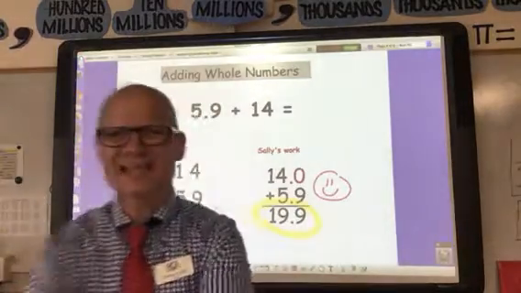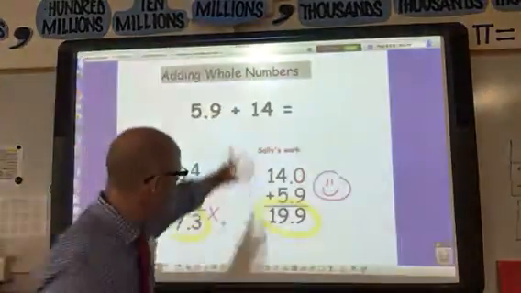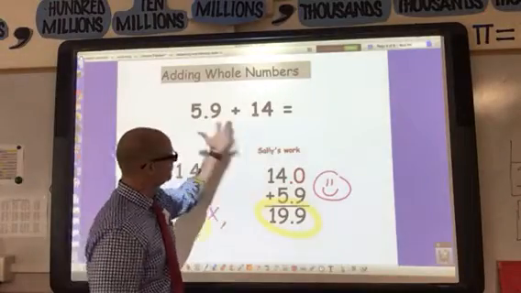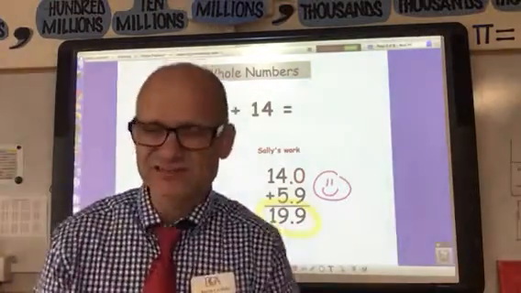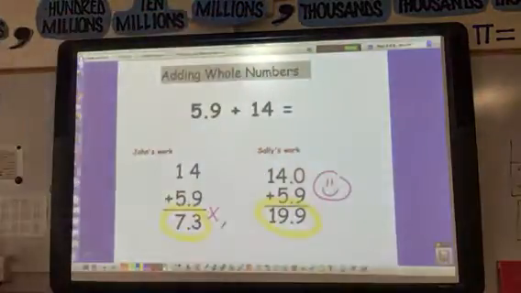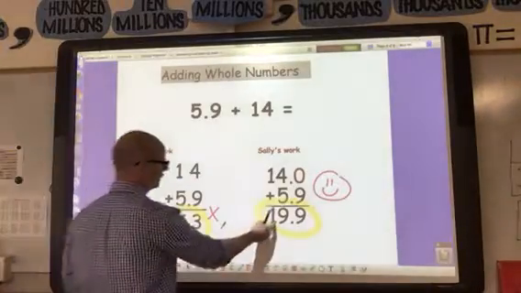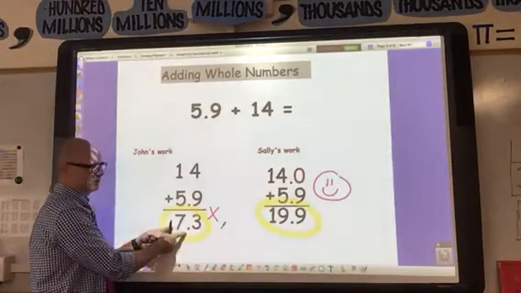Hey, use your math sense. You have 14, right? You're adding roughly 6. 5.9, that's close to 6. 14 plus 5.9 would be about, what? Would be about 20. Yeah, you should get near 20. This makes no sense at all.